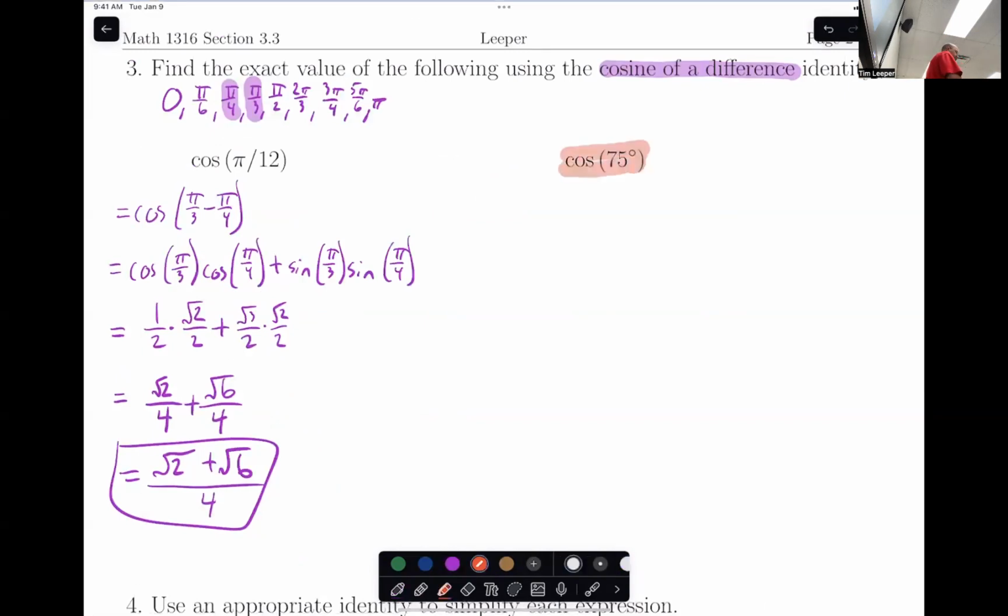That's the cosine of pi over 12. I want you now to do the cosine of 75 degrees using the cosine of a difference formula. In other words, go back and look at the angles in degrees that we know that we listed. Oh, wait, don't do 30 plus 45. We want a difference.